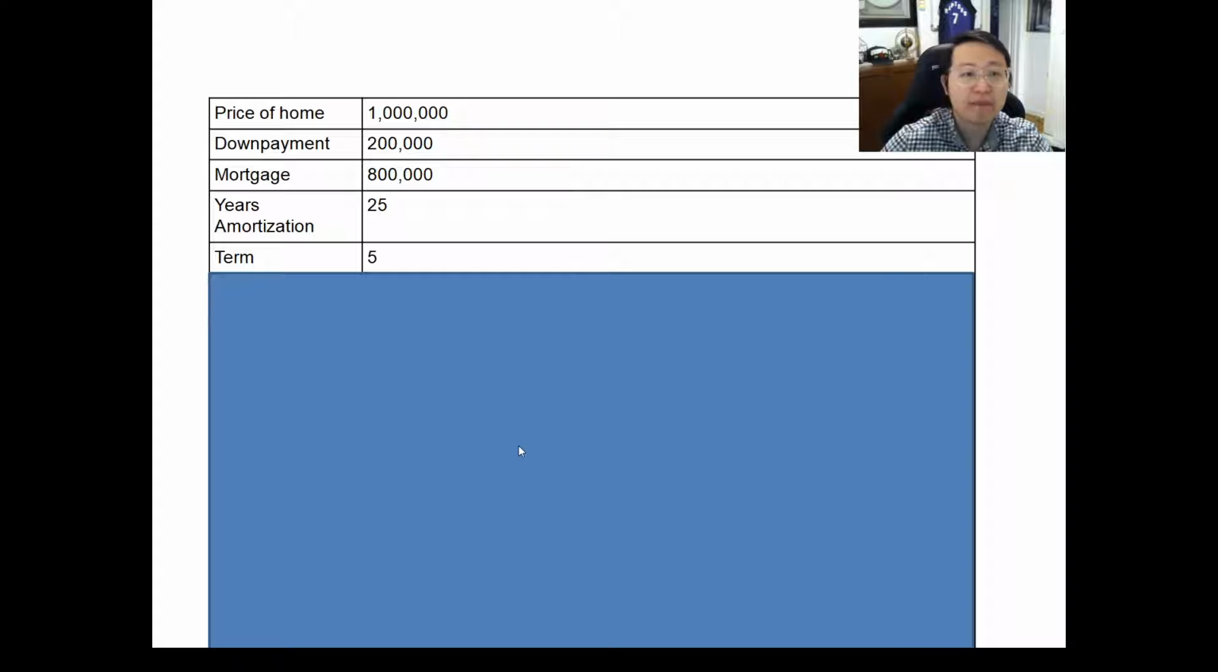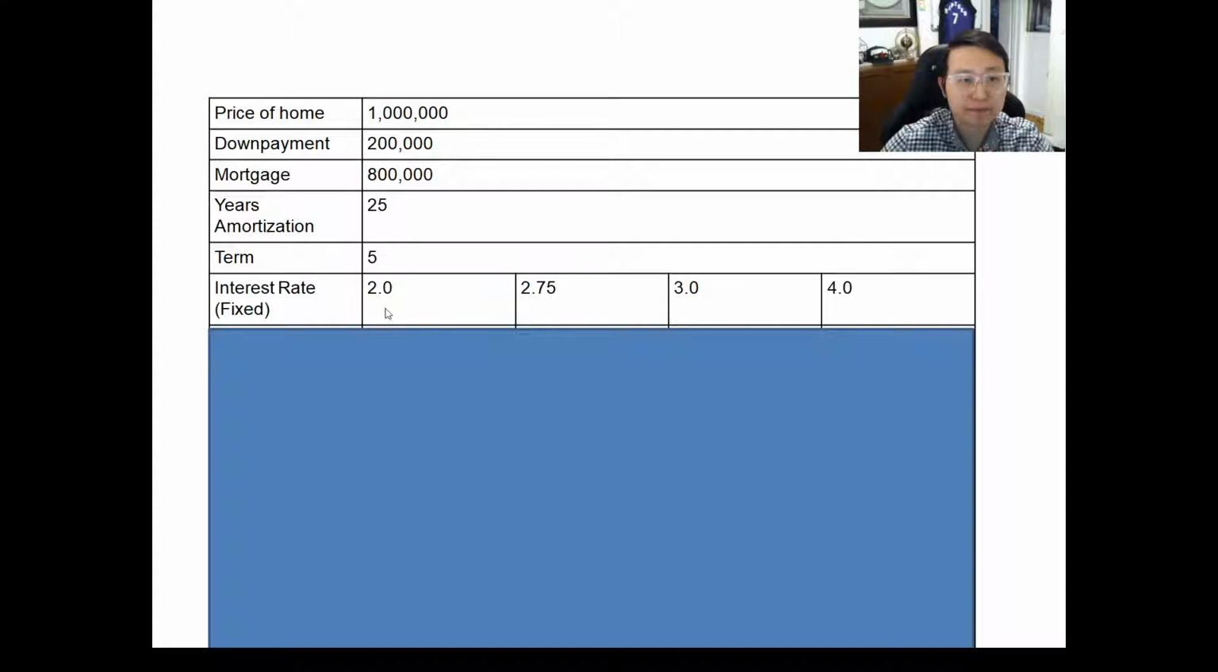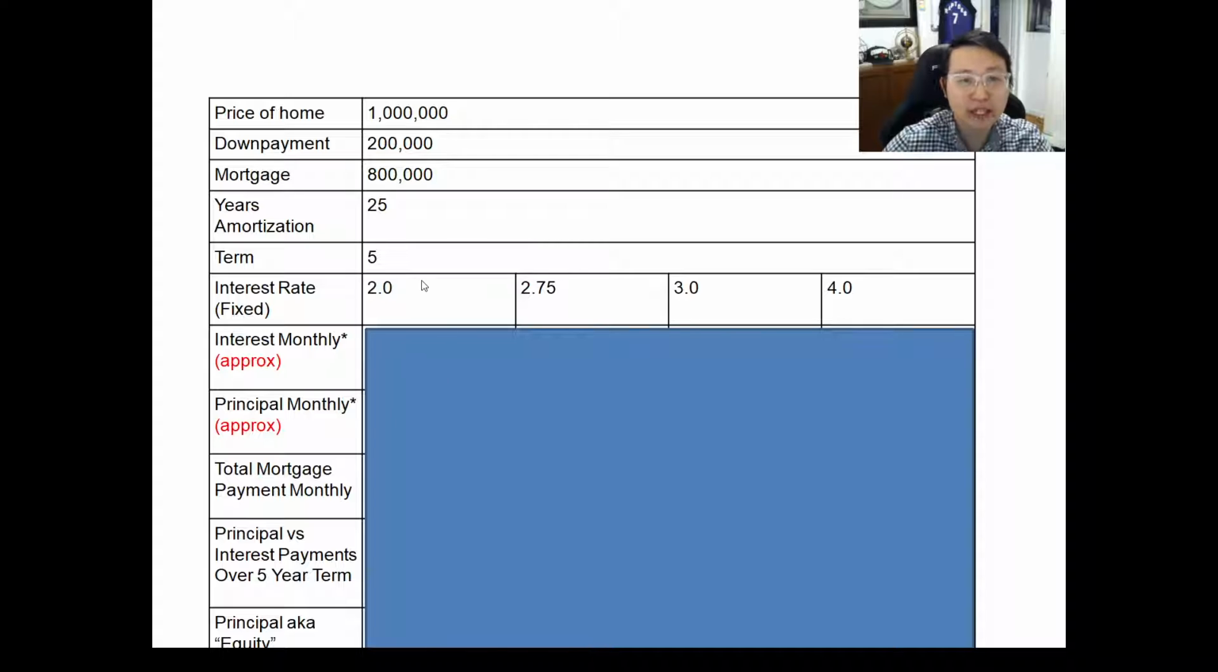So we're going to be looking at four different interest rates: 2%, 2.75%, 3%, and 4%. We're going to assume that these are all fixed rates for the entire duration of the 5-year term. That makes the calculations a lot easier to understand. I'm also going to be breaking down for each interest rate what is your approximate amount of money that you're paying towards interest, and what's the approximate amount you're paying towards your principal or your equity. We're going to add those two up to give you a total monthly mortgage payment.